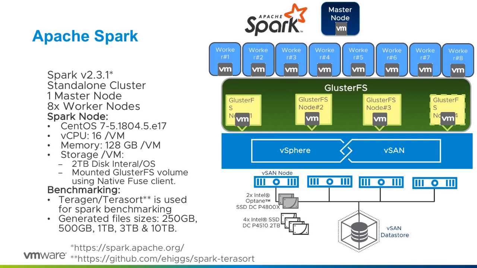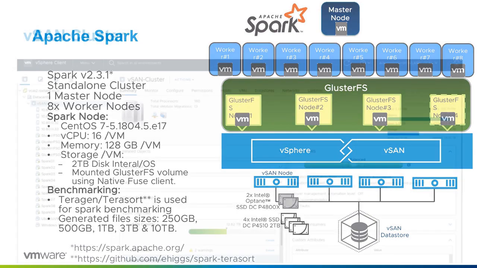Yeah, as I mentioned, for the benchmarking, we have used TeraGen and TeraSort, and these are the amounts of data that are generated. So we have generated 250 gigabyte files for TeraGen and TeraSort. The same for half terabyte, 1 terabyte, 3 terabyte, and 10 terabyte. So this is, in brief, the test bed that we have used.